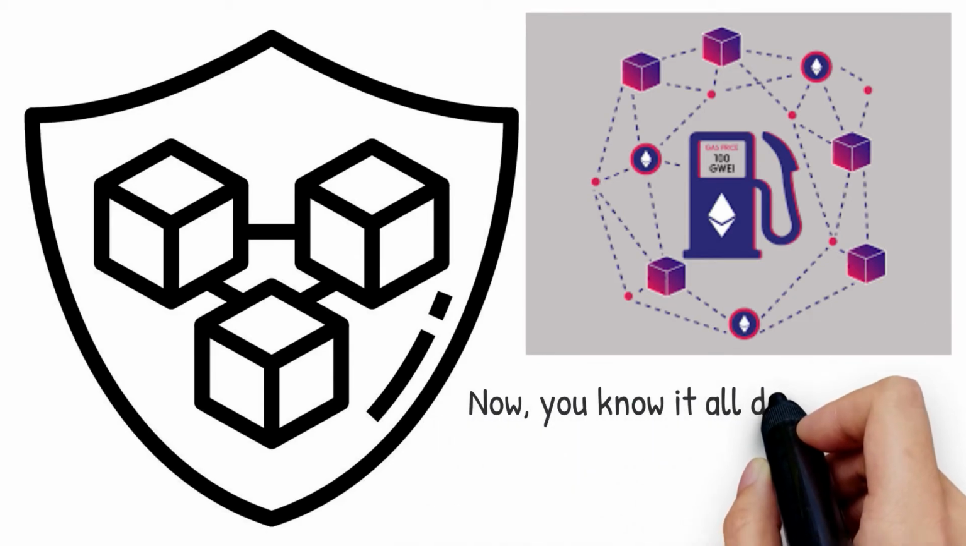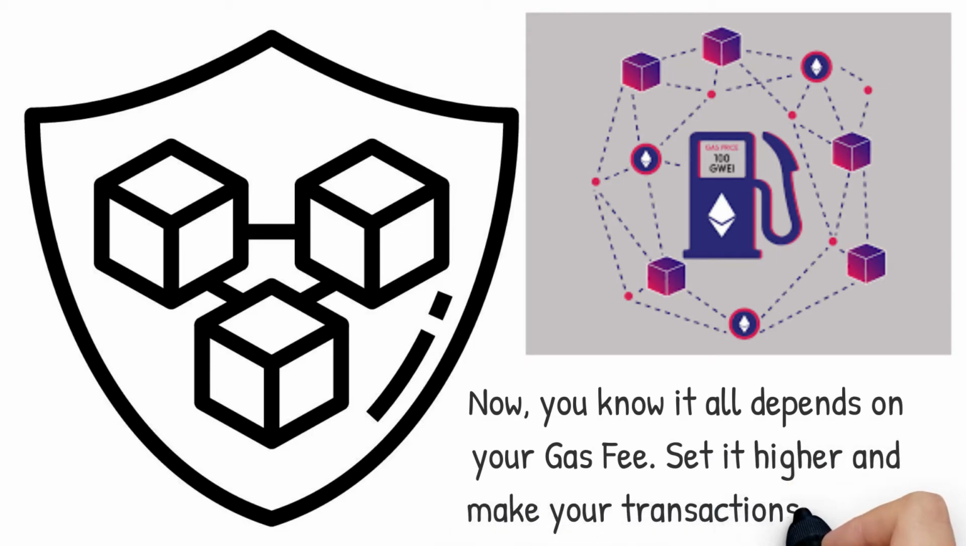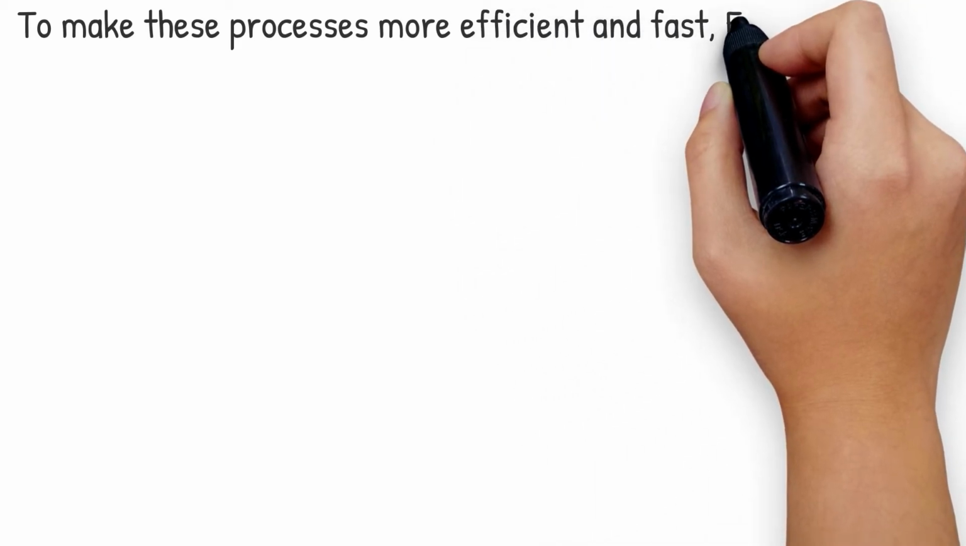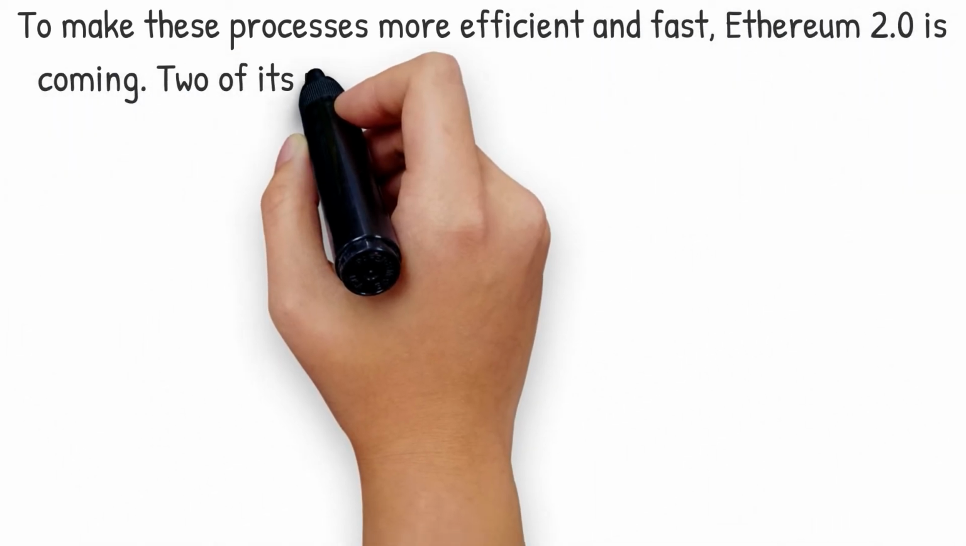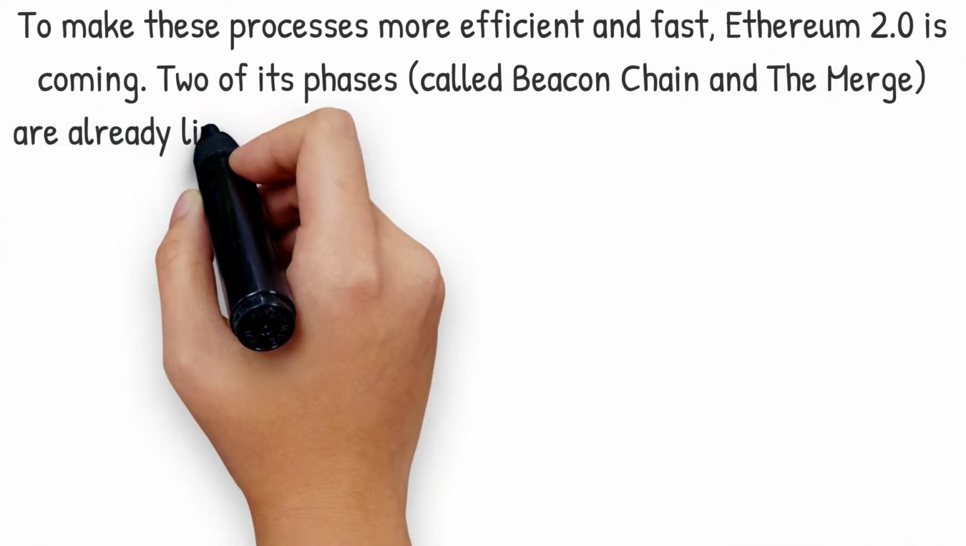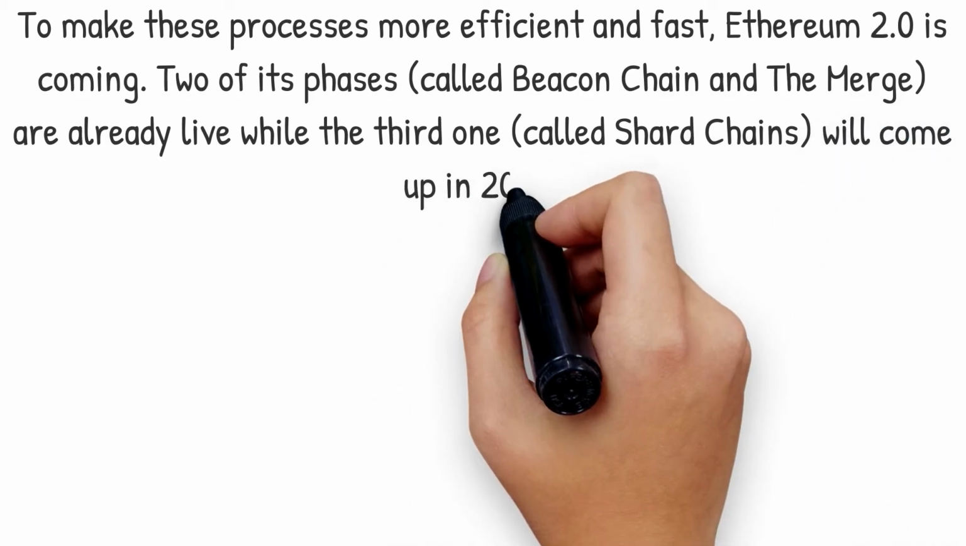Now you know it all depends on your gas fee. Set it higher and make your transactions faster. To make these processes more efficient and fast, Ethereum 2.0 is coming. Two of its phases, called Beacon Chain and the Merge, are already live, while the third one, called Shard Chains, will come up in 2022.